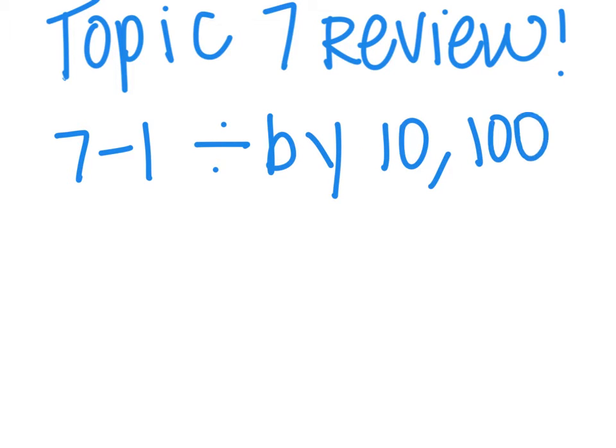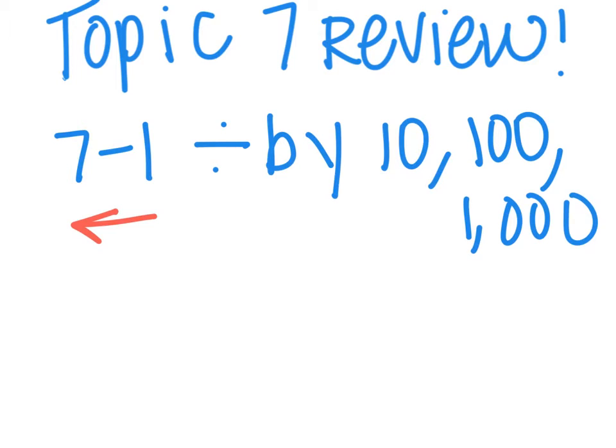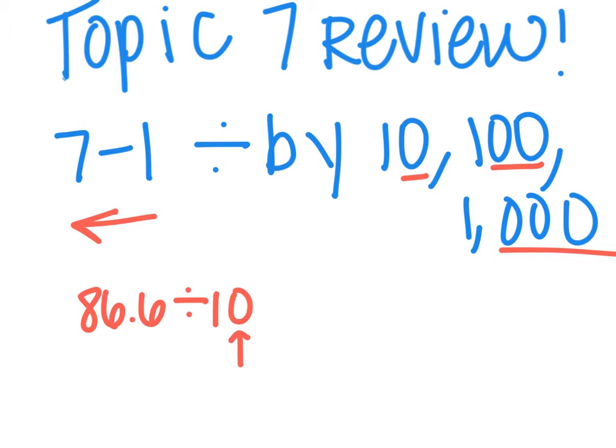10, 100, 1,000. When we are dividing by 10, 100, or 1,000, we move the decimal to the left, however many zeros there are. So for something that we are dividing by 10, we would move the decimal to the left once because there's 1 zero, twice if we're dividing by 100, and 3 times if we're dividing by 1,000. So if I had something like 86.6 divided by 10, I have 1 zero, so I'm moving my decimal point to the left once to get my final answer of 8.66.